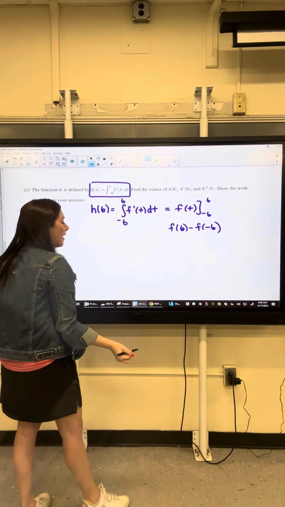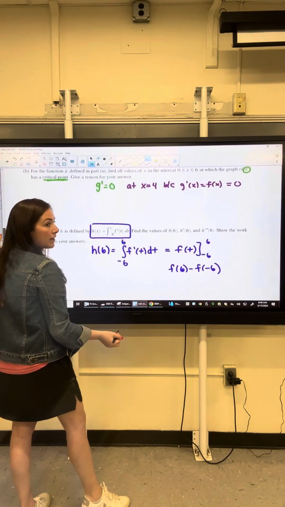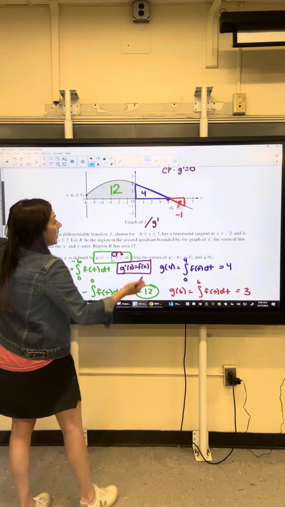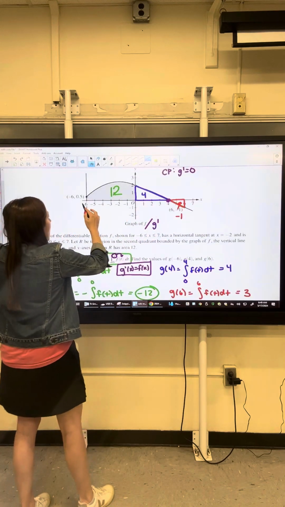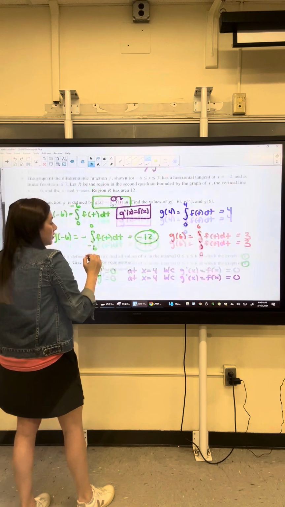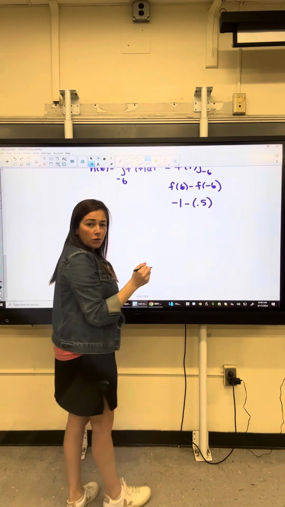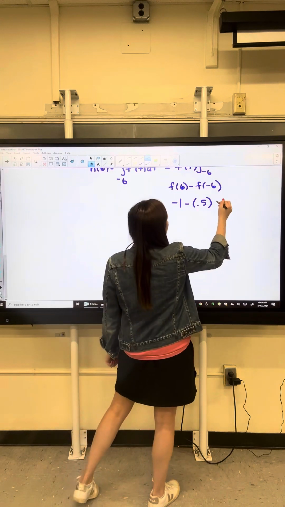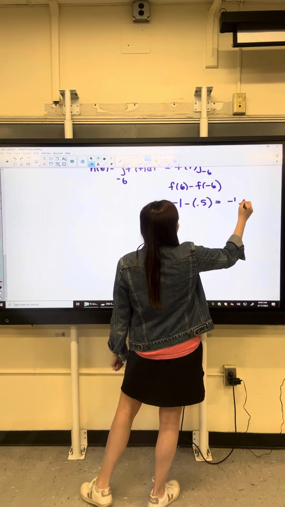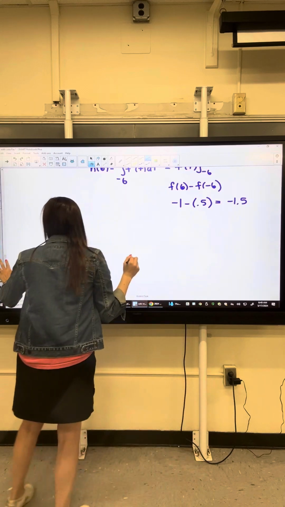Well, that's the graph of f. So to find f of 6 and f of -6, we're just going to look at the graph. F of 6 is -1, f of -6 is 0.5. So it's going to be -1 minus 0.5, which you could have left like that, of course, but you also could have written it as -1.5. Up to you. All right, next.